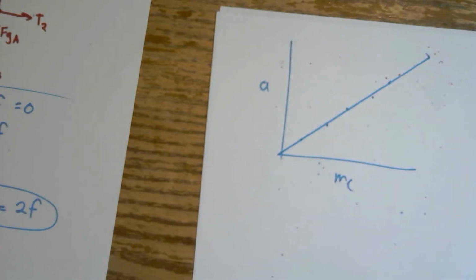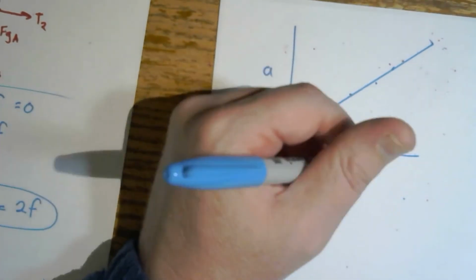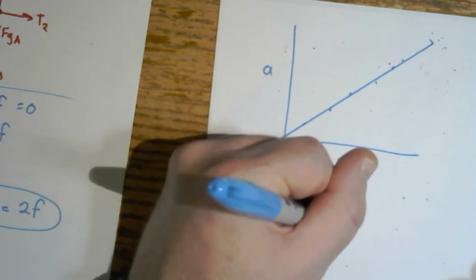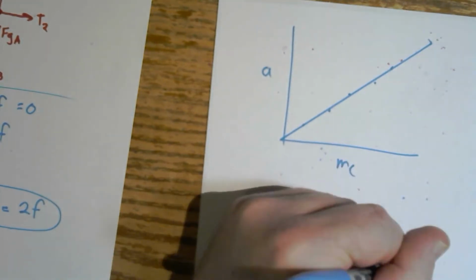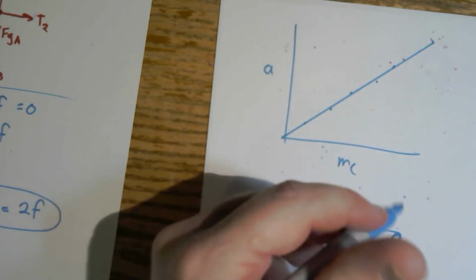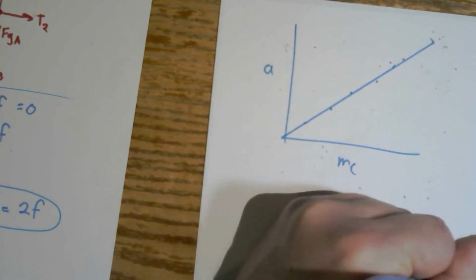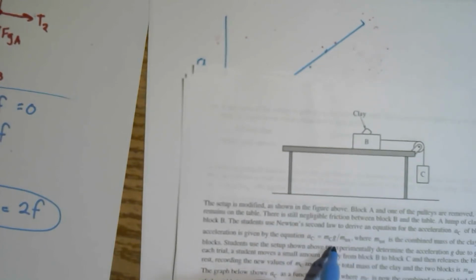Now the second question says use the best fit line to calculate experimental value for g. So how do we do this? If I look at this new system where I've got block B with some clay on top of it, and it goes over a pulley, and this system has some kind of acceleration. Well, it tells us what that is. It tells us that ac in the problem statement right here is mcg over m total.